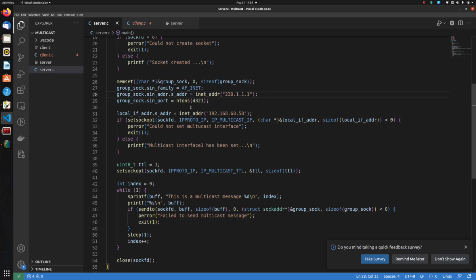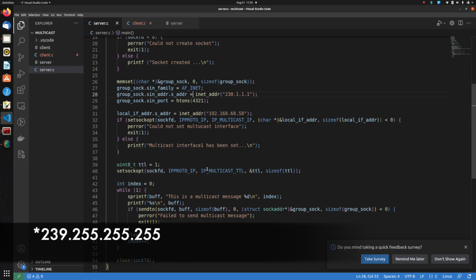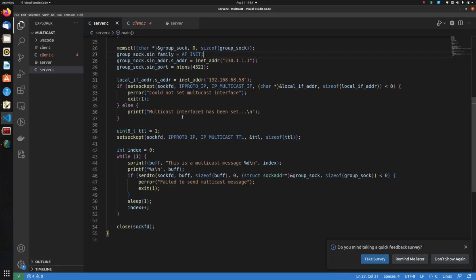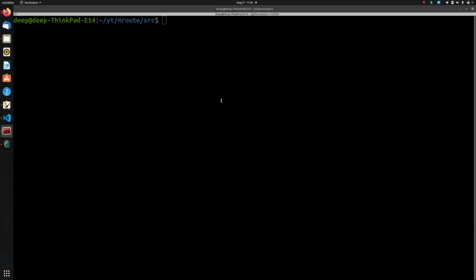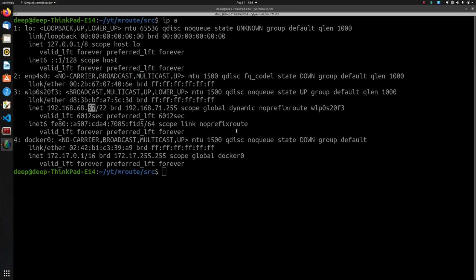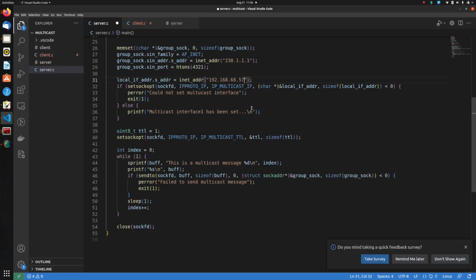Remember, it can be anything between 224.0.0.0 to 239.1.1.1, right? Okay, and the port I have chosen is 4321. htons is simply host to network byte order conversion for short. Now remember, the other thing that we need to do is call setsockopt with the IP_MULTICAST_IF option, which tells the kernel which interface to choose while transmitting the multicast datagrams. And for this, I have chosen this one. If I show my terminal and do an ip a, you'll see this is the only interface I have. So there'll be a tiny correction. It will be 57 and not 58.